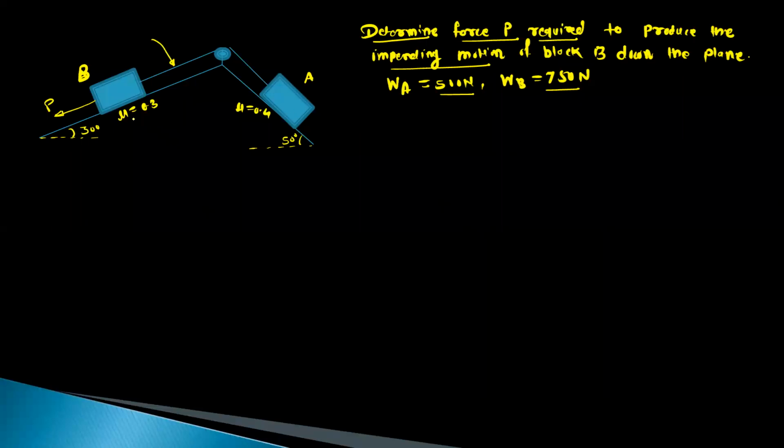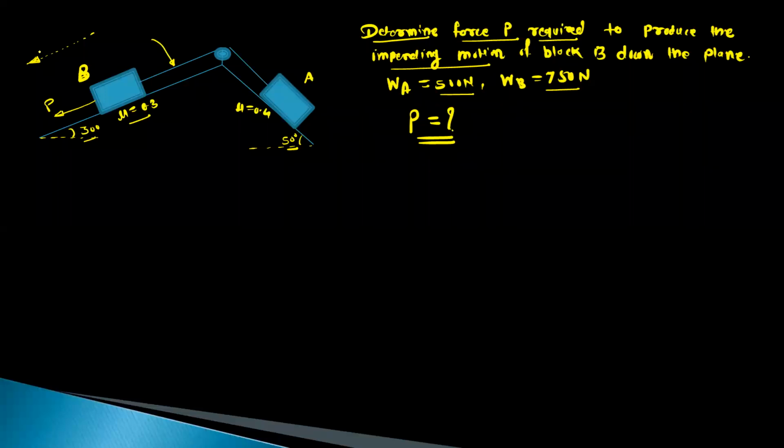The inclination given for the plane is 30 degree and 50 degree, and the coefficient of static friction is 0.3 for the block B and the inclined plane, and 0.4 for the block A and the inclined plane. The question is we have to find out the force P required so that the impending motion for the block B will be down the plane. This is the direction for the impending motion.